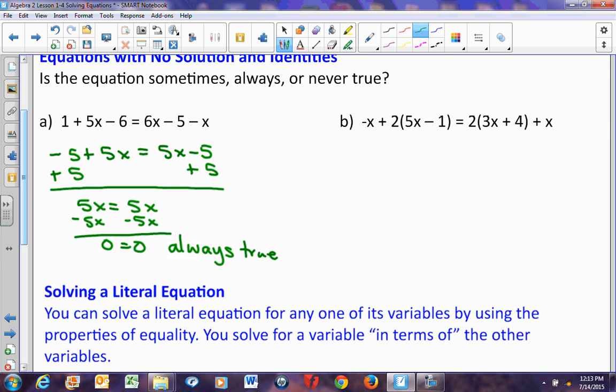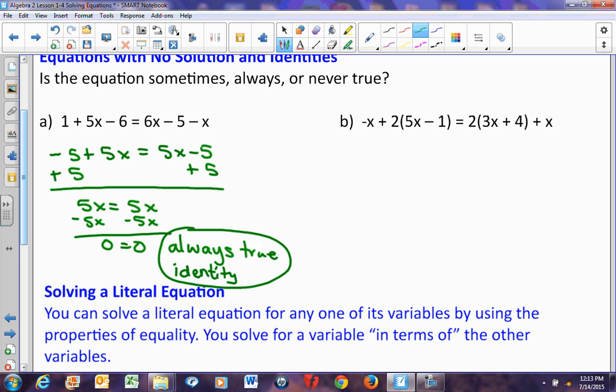Which means this is an identity. It's an identity equation because any number I put in for x is going to work. No matter what number I put in for x, I'll get a true equation every single time. So it has infinitely many solutions, so it is what we call an identity. And identities are always true. Let's look at letter B here.